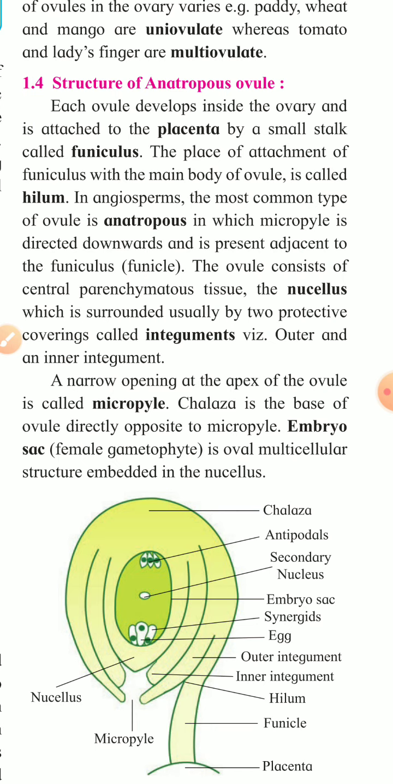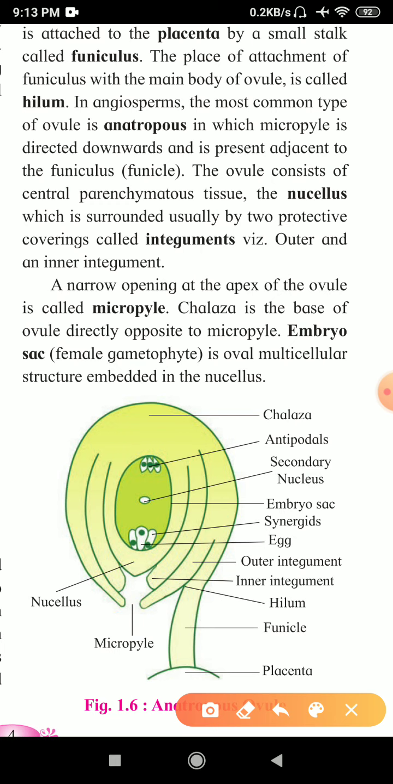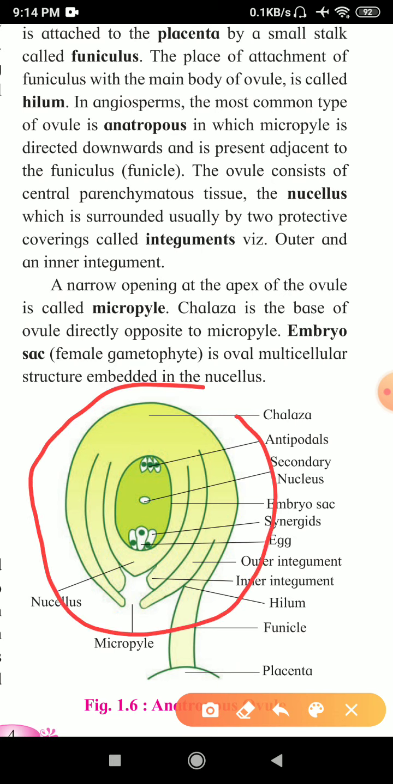As you can see in the diagram at page number 4, a typical anatropous ovule is shown. We can divide the structure of anatropous ovule into two main parts. The first part is called the stalk part. The stalk is that portion from where the ovule is connected to the ovary. This portion is responsible for connecting the complete ovule to the wall of the ovary. And this entire globular structure, this complete structure, is called the body of the ovule.